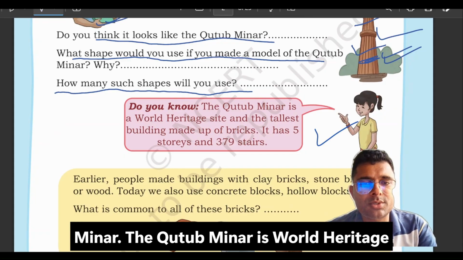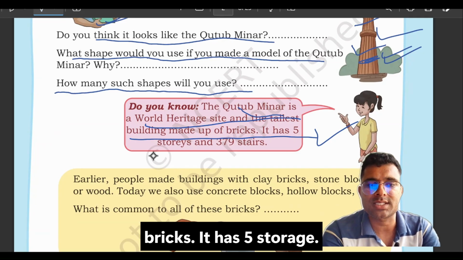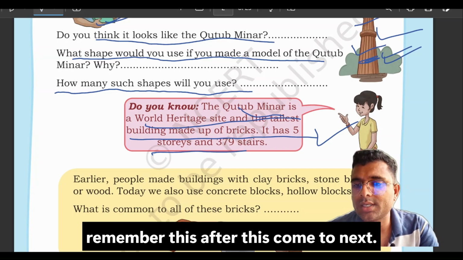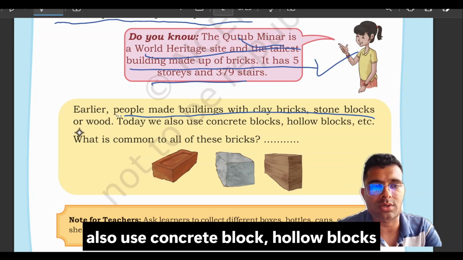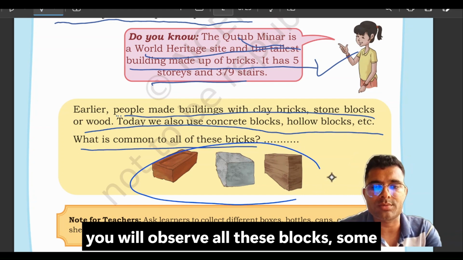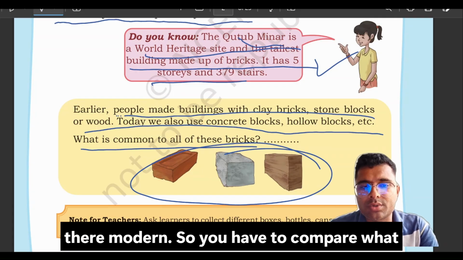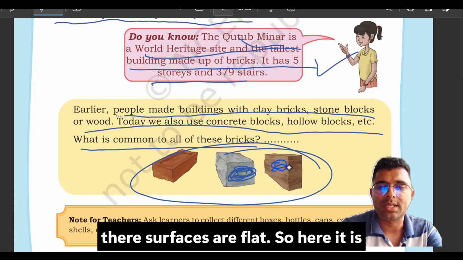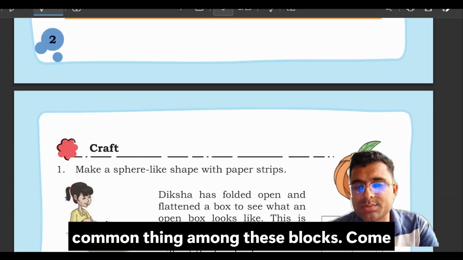This is some information about Qutub Minar. The Qutub Minar is a World Heritage Site and the tallest building made of bricks. It has 5 stories and 379 stairs. So you can read this and remember this. After this, come to the next. Earlier people made buildings with clay, bricks, stone, blocks or wood. Today we also use concrete blocks, hollow blocks, etc. What is common in all of these? If you observe all these blocks, some of them are old and some are modern. So you have to compare what is common among these. You can see their surfaces are flat. Here it is also flat. So this is the common thing among these blocks.